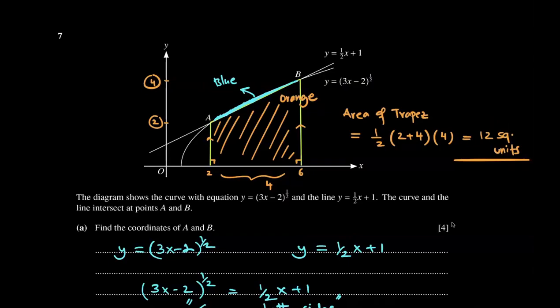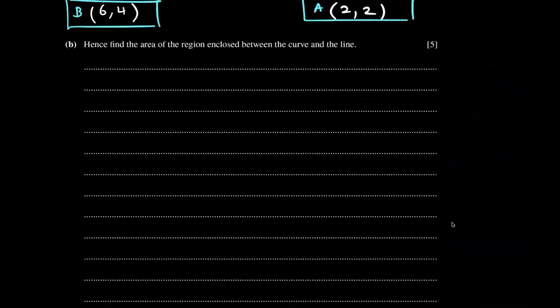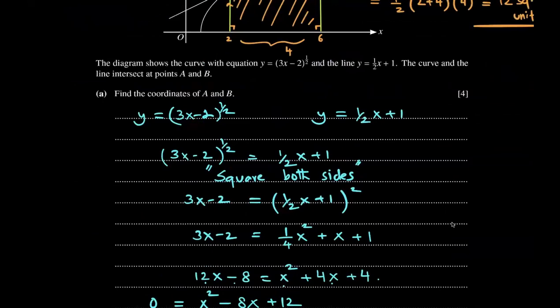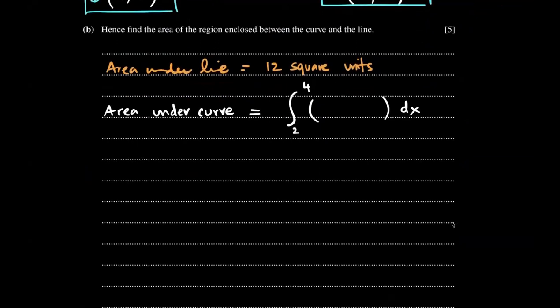So therefore, we will write, first of all, the area of the trapezium that's under the line, that is 12 square units. The working is already done upstairs. And the area under the curve has to be calculated using integration between the limits 2 and 4. And what is the equation of the curve? That's right over here, (3x minus 2) raised to the power of half. So let me write this. This is (3x minus 2) raised to the power of half. So this becomes 3x minus 2. The power increases by 1. So half plus 1 is 3 over 2, division by 3 over 2. Also, we need to divide by the coefficient of x, which is 3.